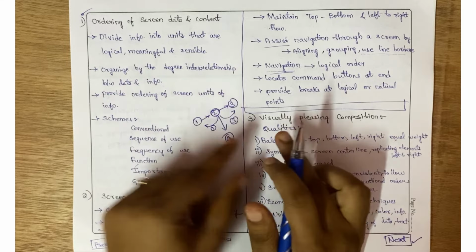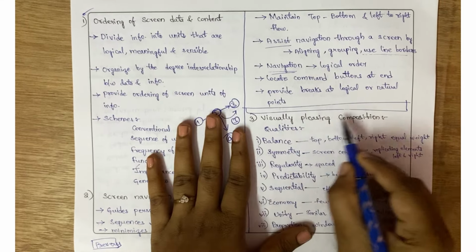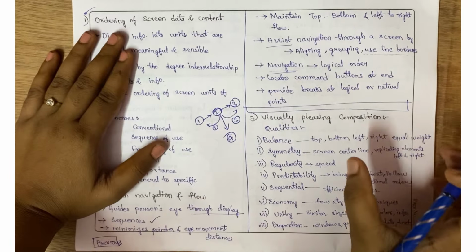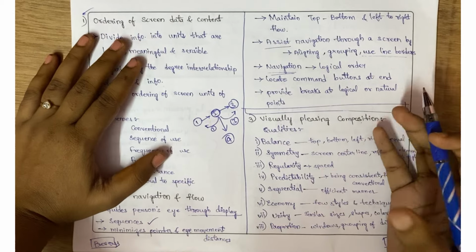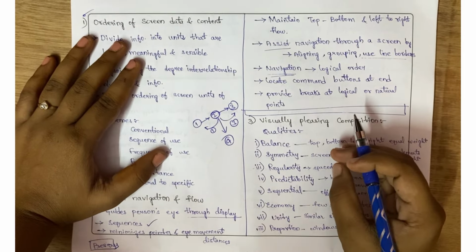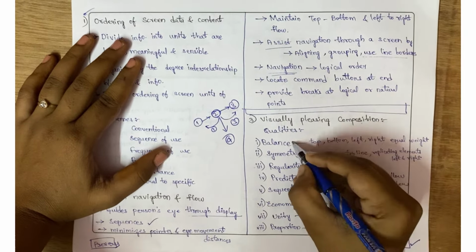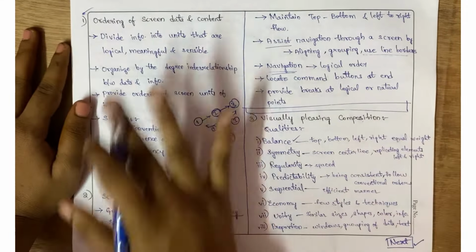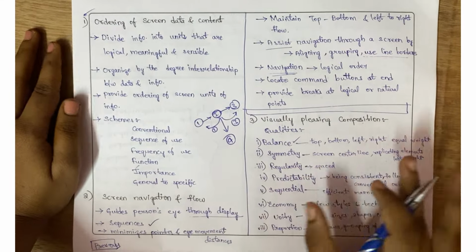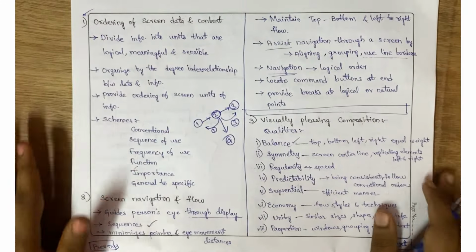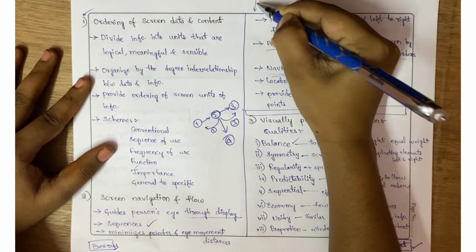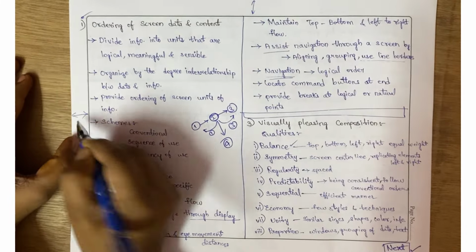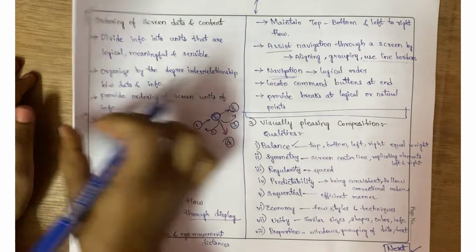Okay. And coming to the third parameter, it is visually pleasing composition. So for a pleasing composition, what are the qualities we need to have on the screen? It should have balance. That means the top, right, left and all four sides should have equal weight. Let's take this as an example. Here you can see we have equal spacing on the top, bottom, left and right.